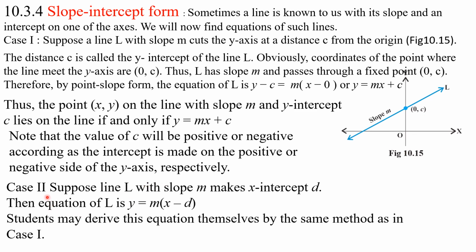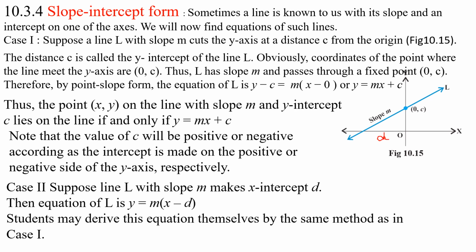Right. Now come to case 2. Suppose line L with slope m makes x-intercept d. Okay, my children? Here y-intercept is not given. x-intercept. What is meant by x-intercept? Yes, the line is intersecting the x-axis. Suppose here, this is at d distance from the origin.